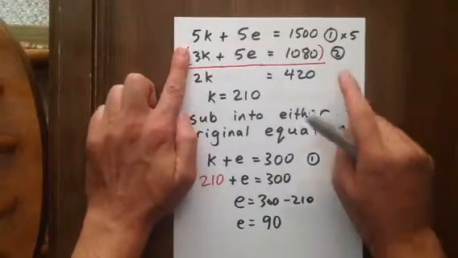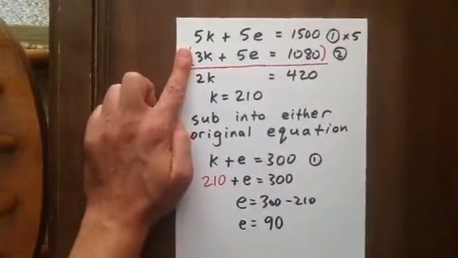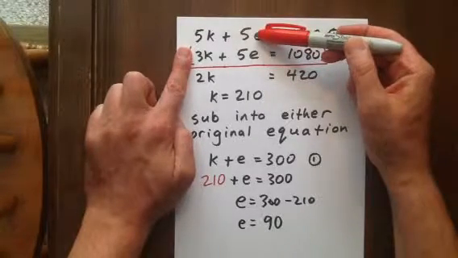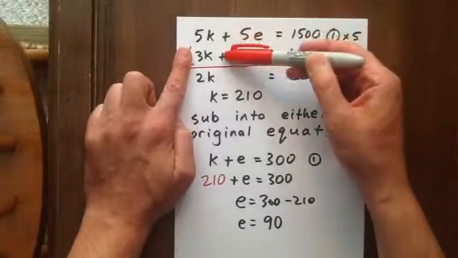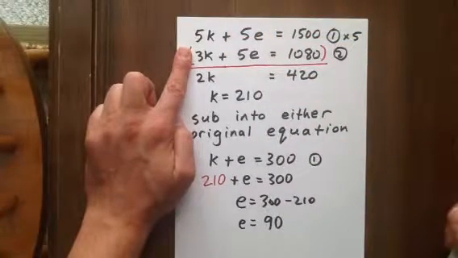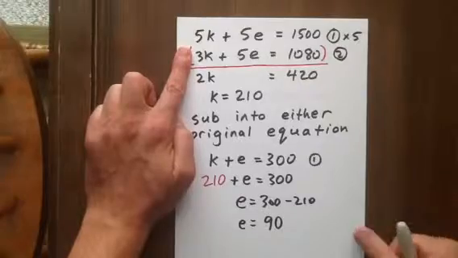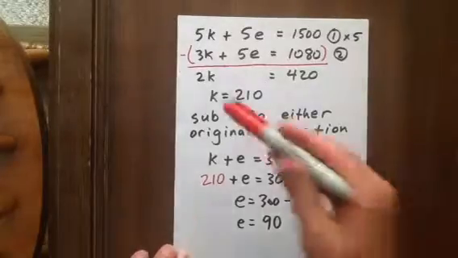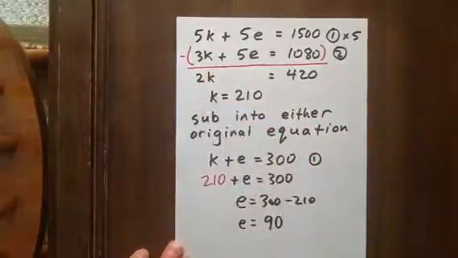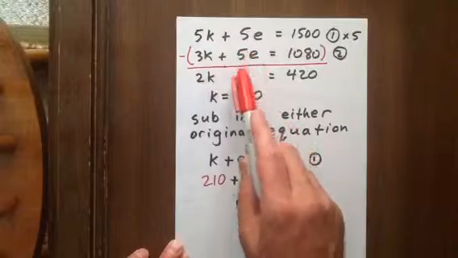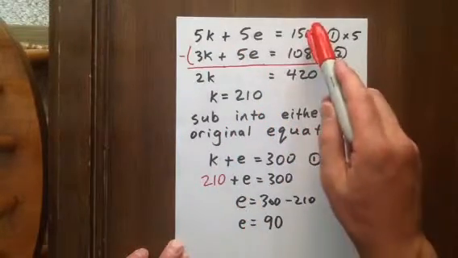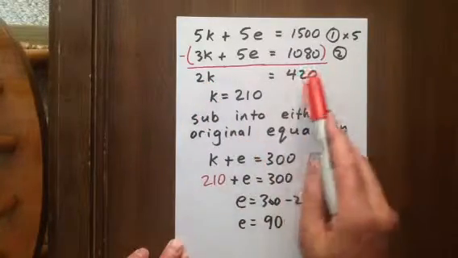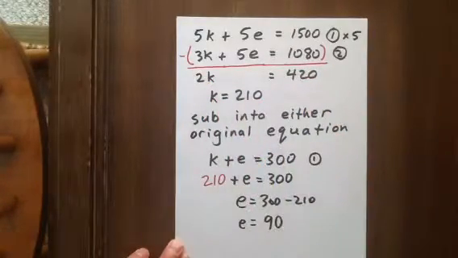Now ignore the red just for a moment, and we see that we have a decision to make. If we're going to eliminate the e terms, we have to decide, should we subtract or add? Well, the signs in front of the e term are the same in each equation. And that tells me that we should subtract. So we're going to subtract the entire second equation from the first one. So 5k minus 3k is 2k. 5e minus 5e is 0. It's been eliminated. And 1500 minus 1080 is 420. So 2k is 420, which means k is 210.